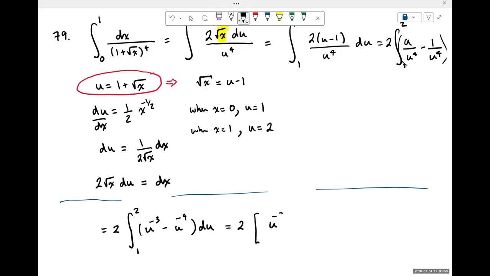Now remember, it's u to the n plus 1 over n plus 1, but of course I've got a negative, so this is going to be this, right? And if you forget whether you're going plus or whatever, always just take the derivative and make sure you got the right thing, right? So if I take the derivative of u to the -3, I'm going to get -3 u to the -4. That's exactly what I want. So it's just a good mental check to double check that you're okay.